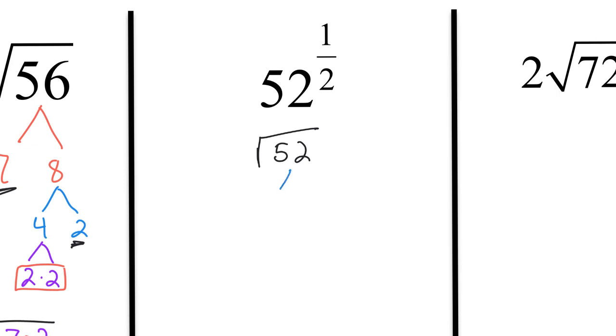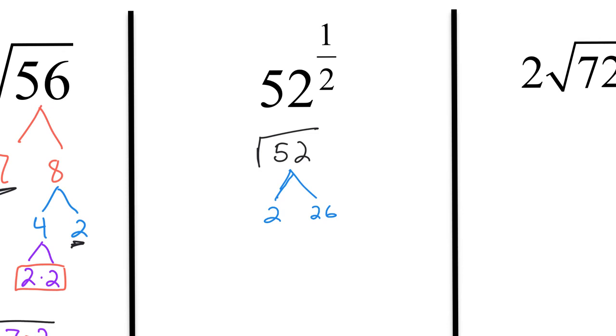So I'm going to look for two numbers that multiply to 52. If you guys don't have an idea, you can look at the number. I notice this is even, so I know 2 has to go into 52. So I'm going to start with 2. It's okay to start with 2. So 2 times 26 is 52.